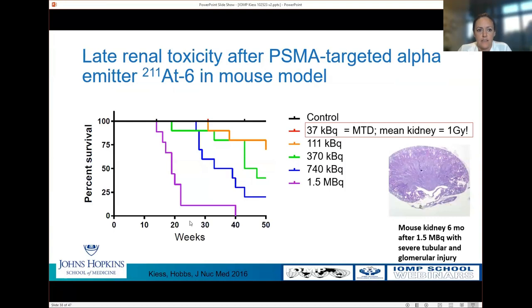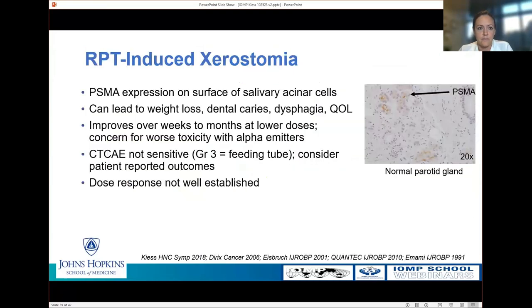And we correlated this with late renal toxicity in mice. These are non-tumor bearing mice that were treated and followed for up to a year after therapy. And the mice that received higher doses died of kidney nephropathy earlier than those receiving lower doses. And the maximum tolerated dose was actually only 37 kilobecquerels in these mice, which was a mean kidney dose of only 1 gray. So it's definitely one of the major issues of concern for radiopharmaceutical therapies.